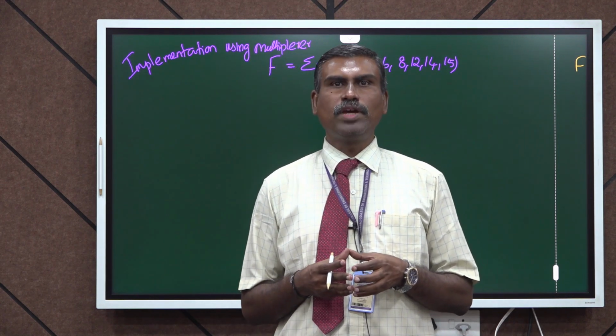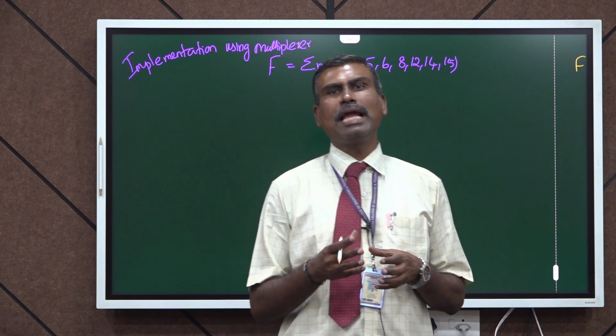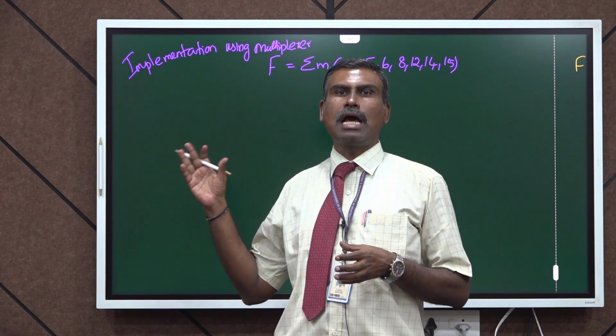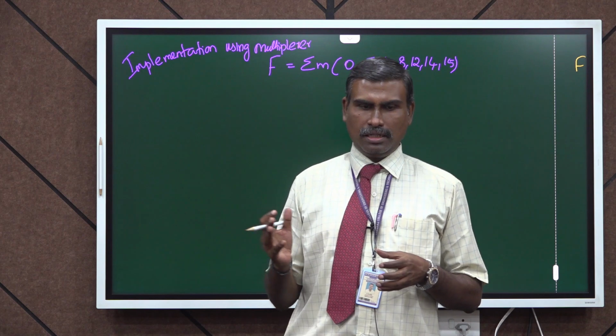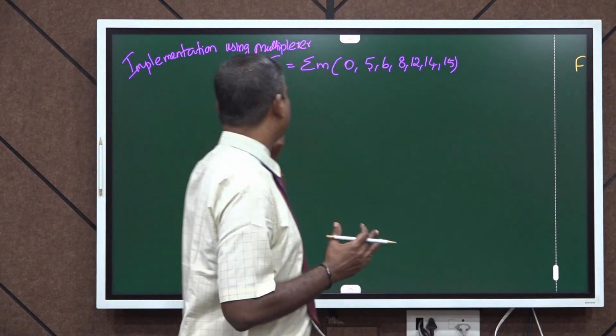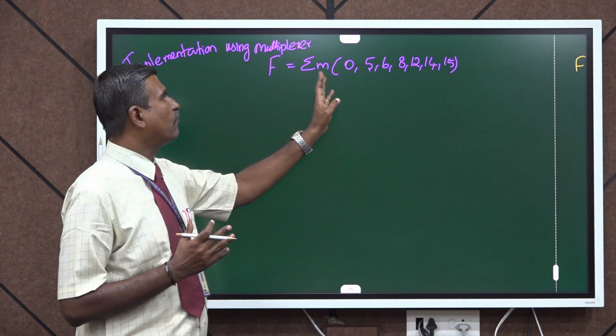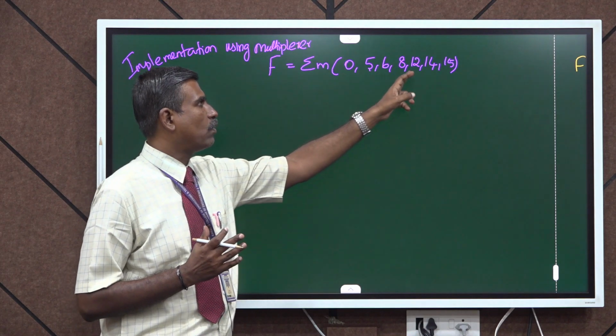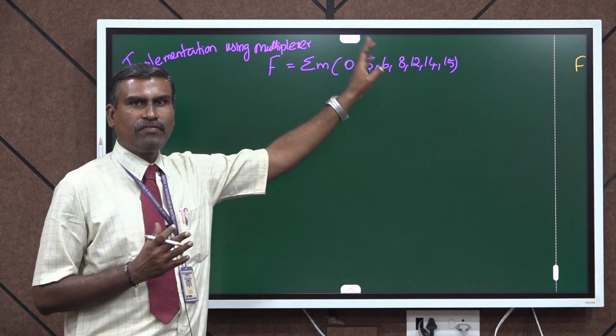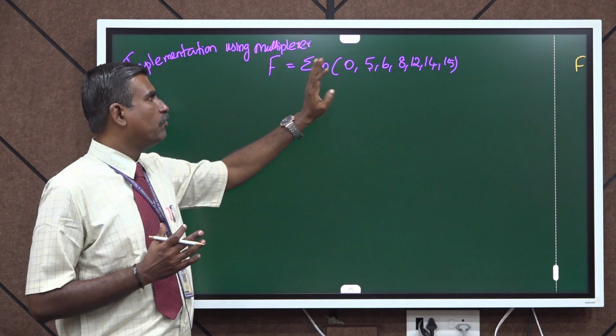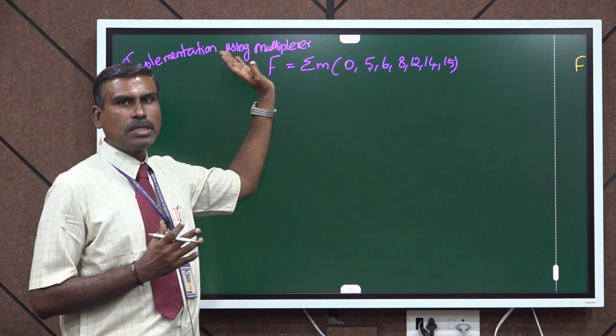Today in this video we are going to see how to implement a Boolean expression using a multiplexer. Let us assume f equal to sum of m of 0, 5, 6, 8, 12, 14, 15. This is the minterm function given as a problem. We have to implement this function using a multiplexer.